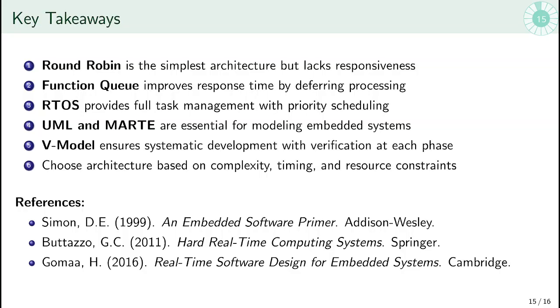So here is the summary of today's presentation. Round robin is the simplest architecture but lacks responsiveness. Function queue improves response time by deferring processing. RTOS provides full task management with priority scheduling. UML and MARTE are essential for modeling embedded systems. The V model ensures systematic development with verification at each phase. We should choose architecture based on complexity, timing, and resource constraints.